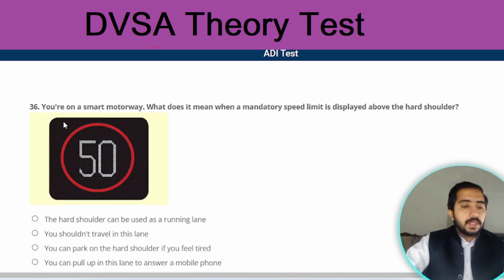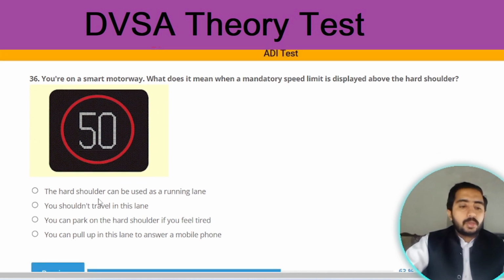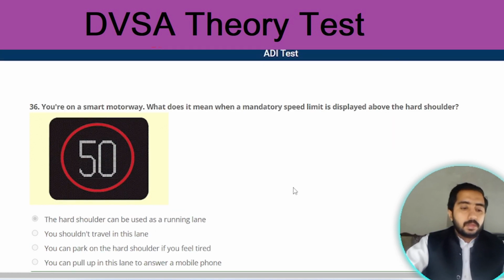Question number 36. You are on a smart motorway. What does it mean when a mandatory speed limit is displayed above the hard shoulder? The sign is given here. If this is displayed above the hard shoulder, then the hard shoulder can be used as a running lane. Option A.